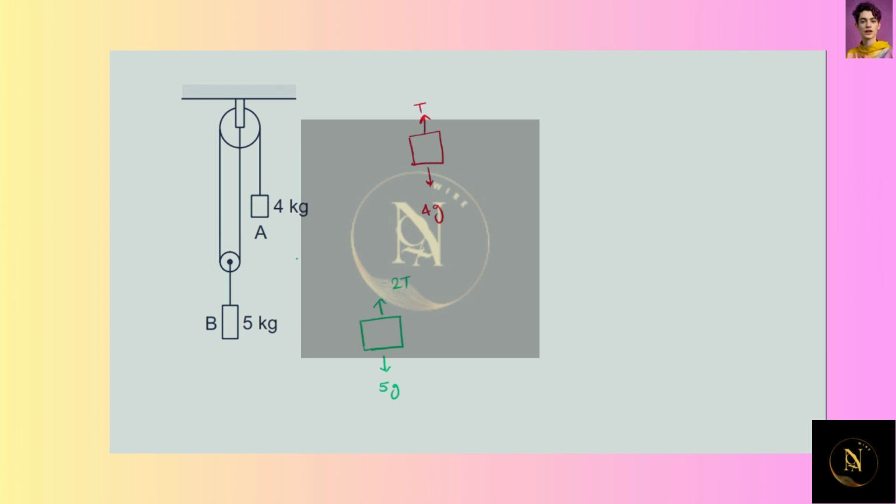So here are the free body diagrams of each block. Let's say that the tension in the rope is T. Then this is the same everywhere because the rope is connected with a frictionless pulley. Adding these two components will make the tension here 2 times T. So the net force on block B is upward 2T minus 5g. Here g is the gravitational acceleration, and the net force on block A downward is 4g minus T.